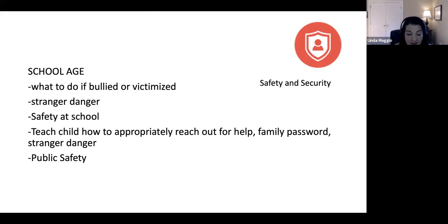Stranger danger, that's important. Who can they trust? Teach your child how to appropriately reach out for help. Family password. I've heard that used over and over again. Someone pulls up, you see this in different videos, and the child asks, what's the password? And the person can't produce the right word, and it saves them.